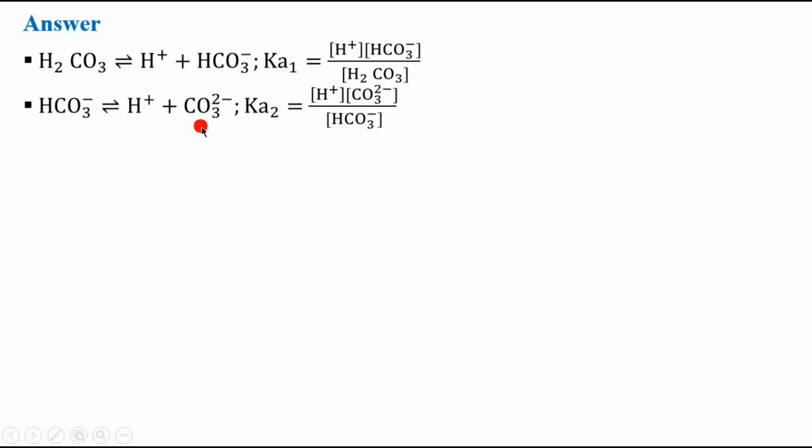Now they are asking what is the concentration of these 2 hydrogen when they are added together, what is the concentration of the HCO3 minus, the bicarbonate, and what is the concentration of carbonate ion. With this kind of question, we are going to use the ICE table. Let's see from the first dissociation.